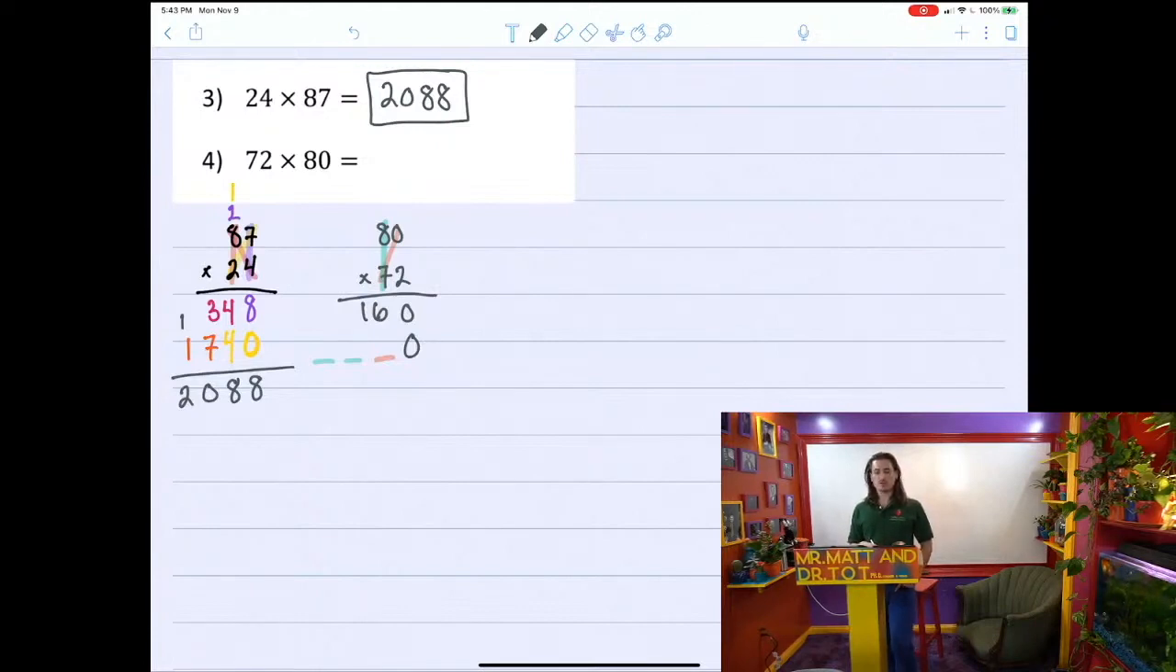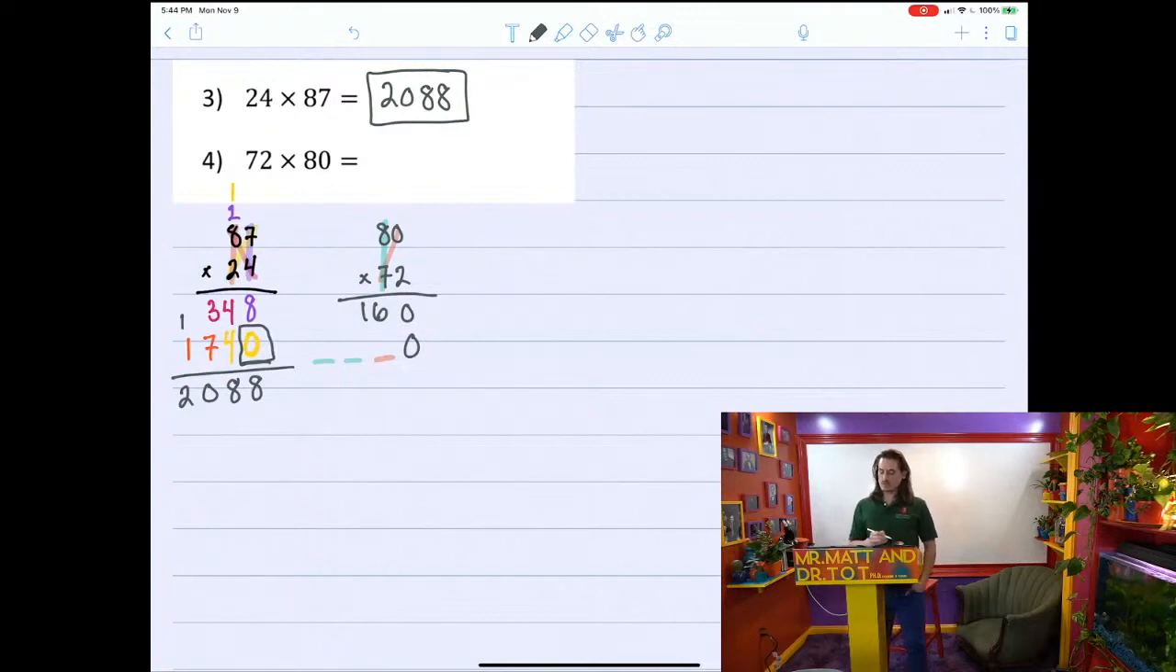Then we move over to our tens units but when we do that, make sure that you place in your placeholder of 0. So that's where that 0 comes from. 2 times 7 is 14, so I kept the 4, carried over the 1. 2 times 8 is 16, plus 1 is 17. Adding those together, 8 plus 0 is 8, 4 plus 4 is 8, 3 plus 7 is 10, so I keep the 0, carry the 1 over, and 1 plus 1 is 2. 2088.